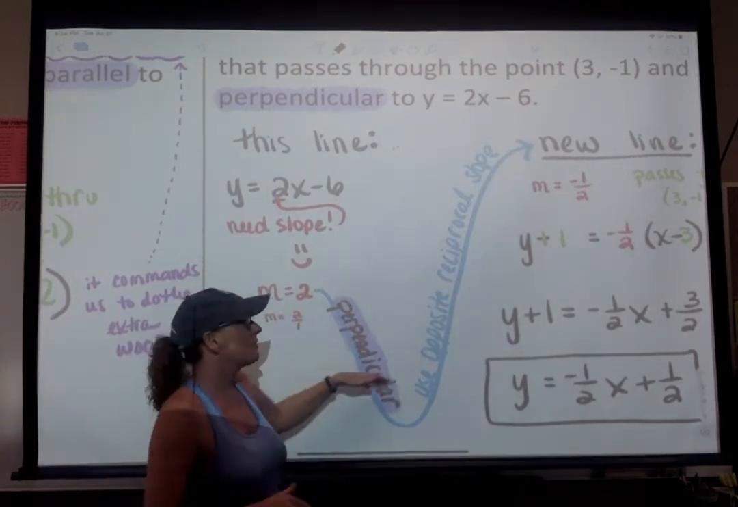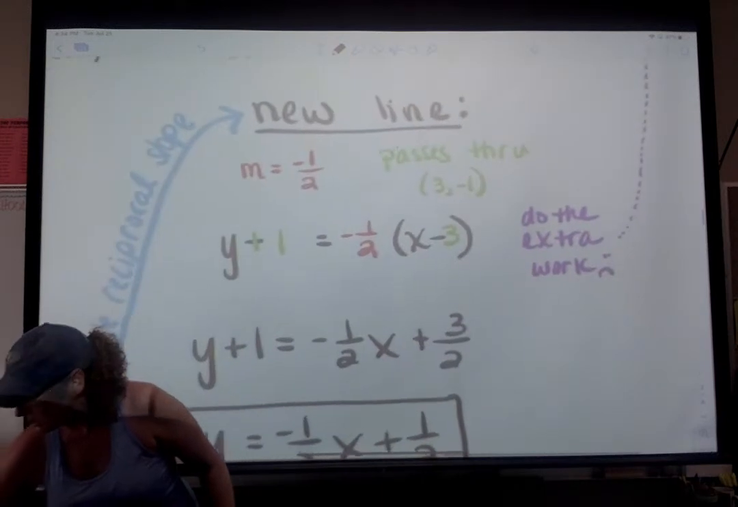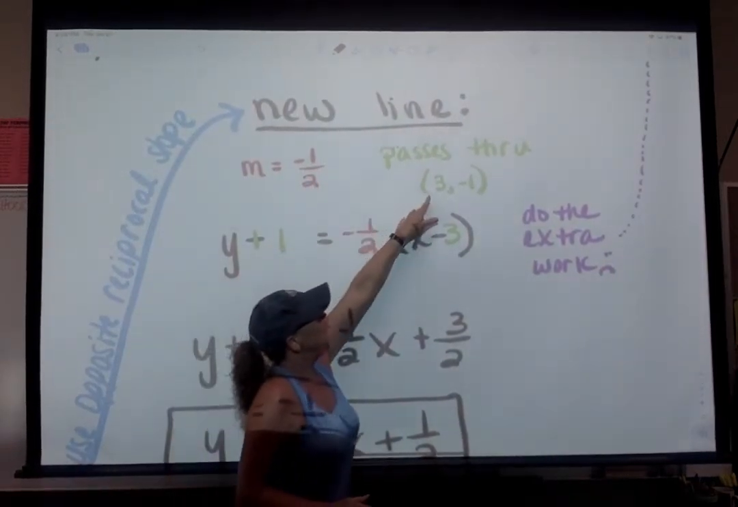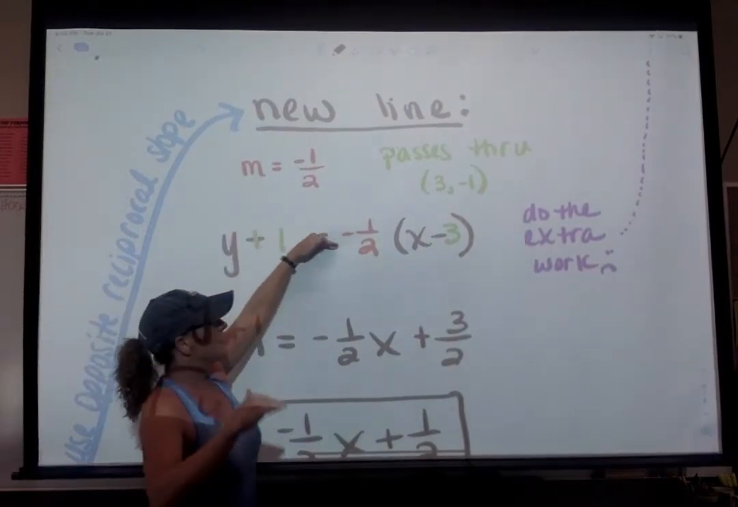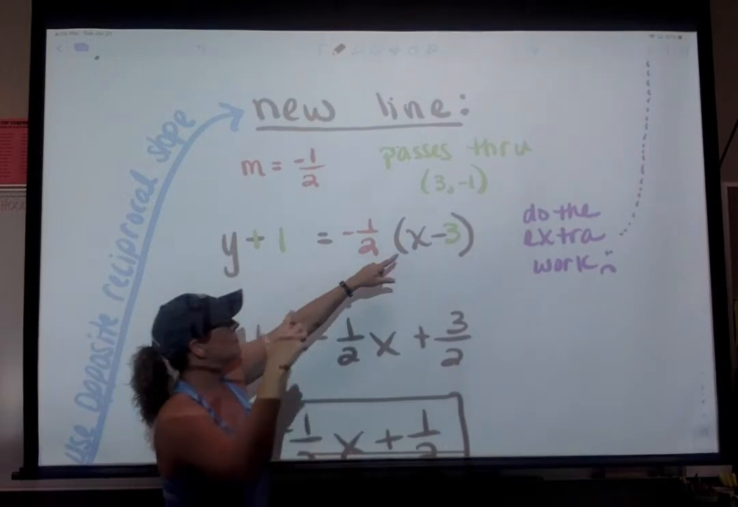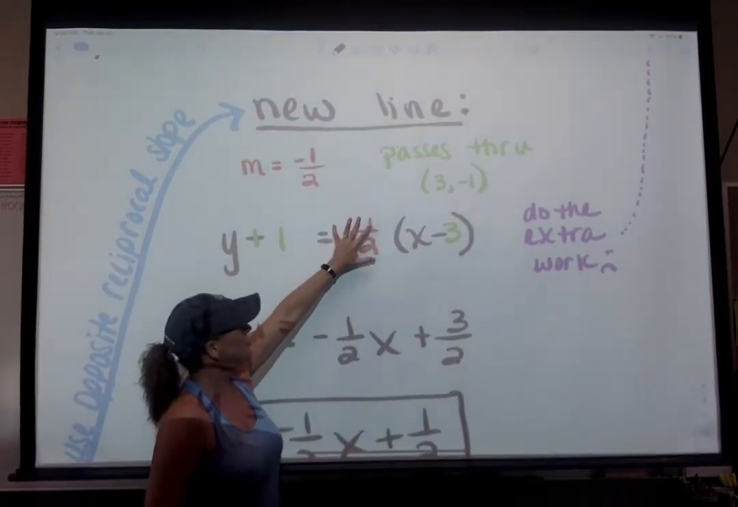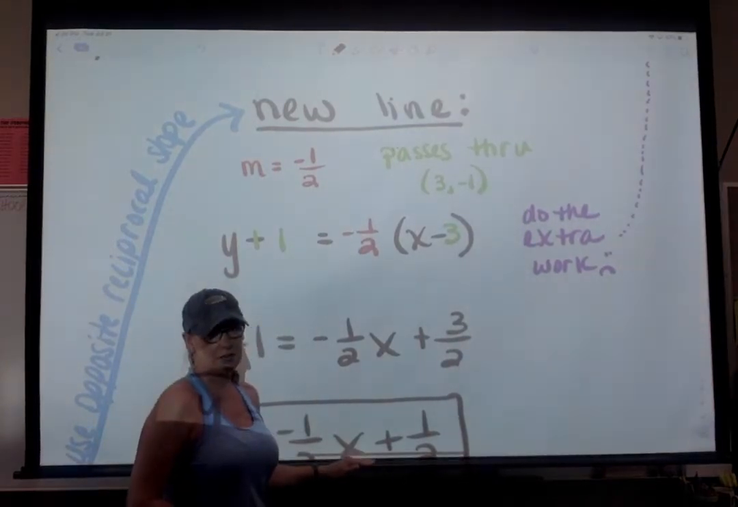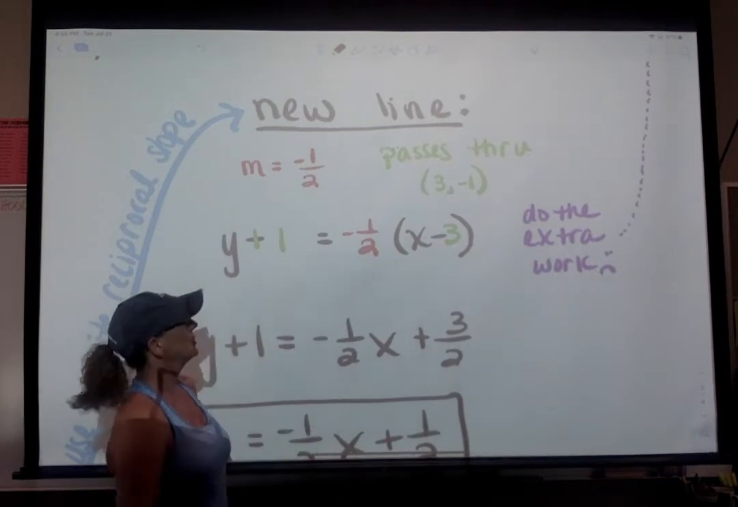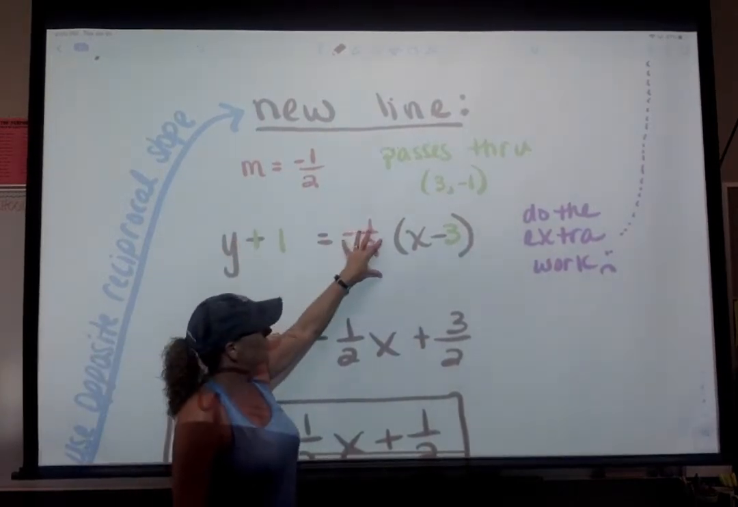Now you've got to do that right away. So I did it right away. Passes through here, and see, the moment that I write my new equation, I am using my point and my brand new slope. You've got to put your new slope in here, not at the end. New line, new slope. Make sure you put it in there. So I've got my new slope here. I've got point slope form.